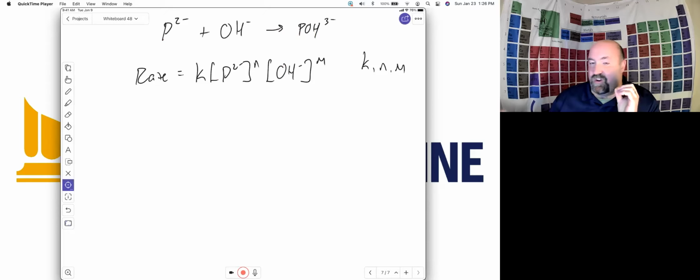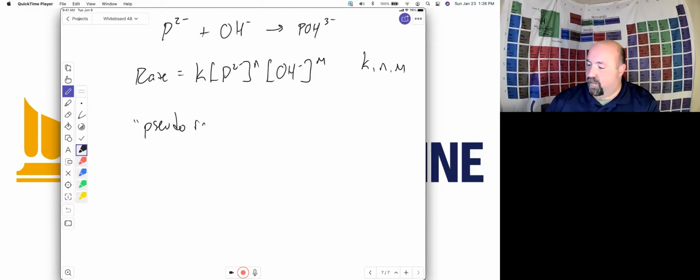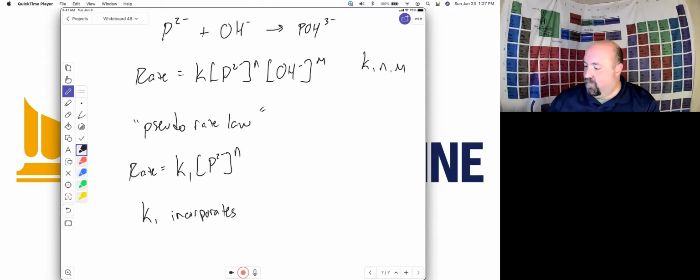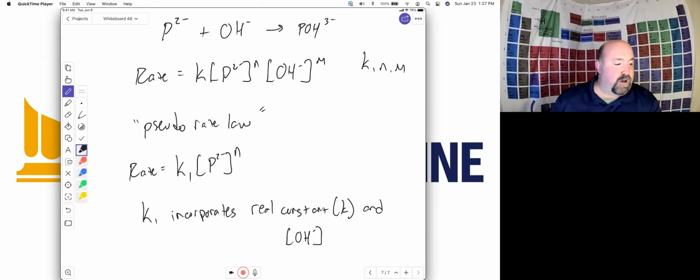What that means is that we can reduce this rate law to what we call a pseudo rate law, in which we're going to say that the rate equals, we're going to call this K1 instead, of just the phenylphthalein, where now K1 incorporates the real rate constant, K, and the OH minus concentration. And we'll see where that all fits in as we get going a little bit.